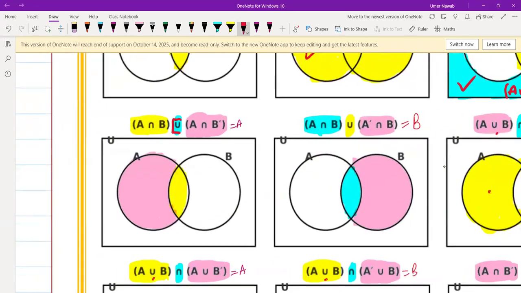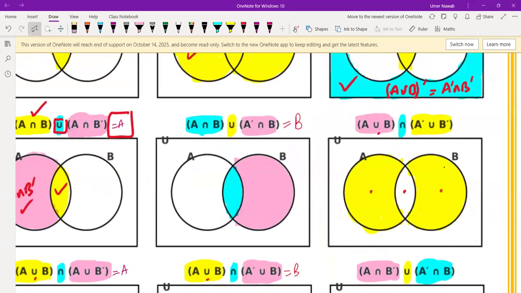Now union, I have to shade A intersection B. I did it. This is A intersection B complement, and I shade this one. And this gives you complete set A. That's why I wrote my final answer as A.